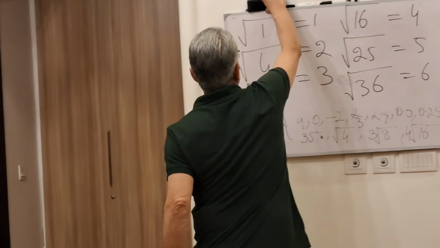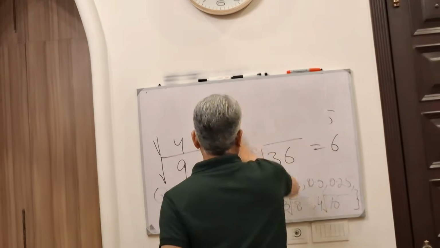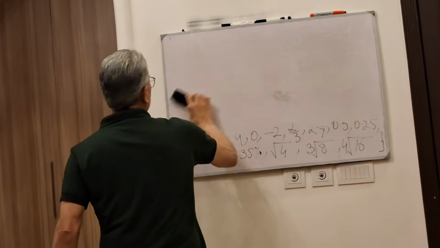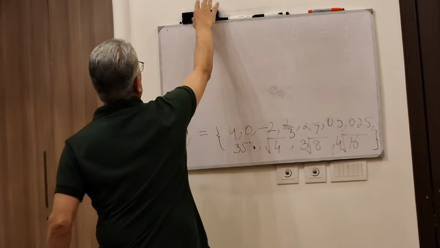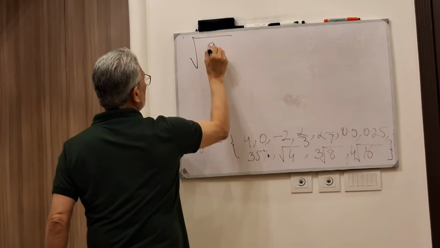Now, what about square root of 2 and square root of 3 and square root of 5 and square root of 6, square root of 7, square root of 8? Square root of 2?